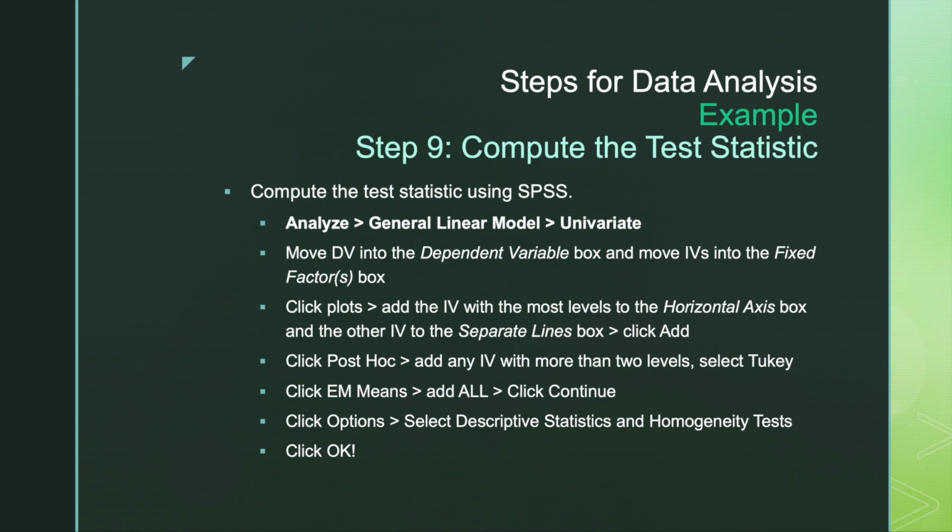Step 9, computing the test statistic. So we're going to ask SPSS to run this for us. In order to do this, we have to go to Analyze, General Linear Model, and then Univariate. And rather than me reading the rest of these steps off, I think it would actually be better for me to just jump over to SPSS and do this example together.